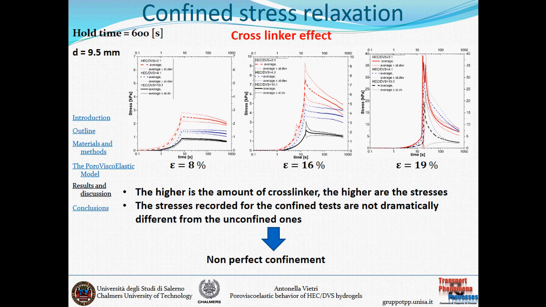The same criterion was adopted for the confined experiment. In this case, the same trend of the unconfined test is shown. The higher the amount of DBS used, the higher the stress. But the stresses recorded for the confined tests are not dramatically different from the unconfined ones. This can be due to a non-perfect confinement because of a non-perfect matching between the chamber and the gel, which would allow a certain amount of radial expansion during the compression.